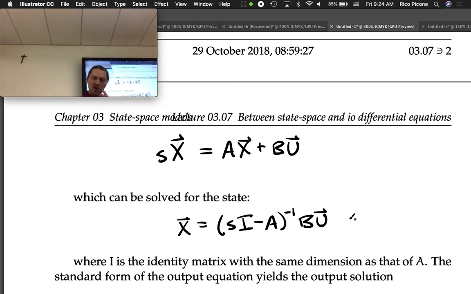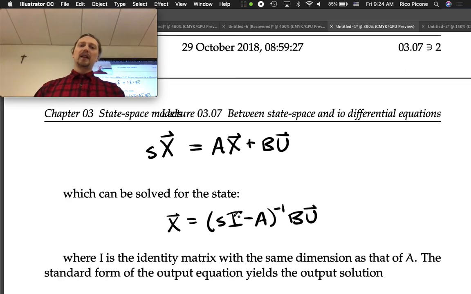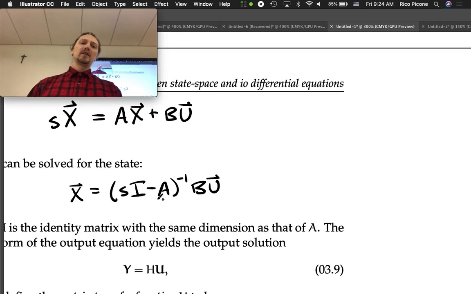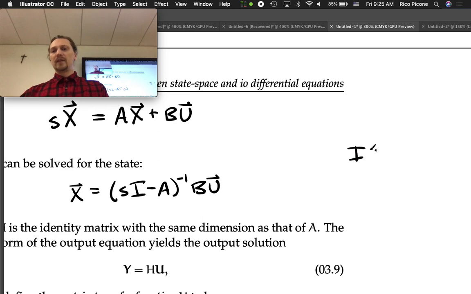S times the identity matrix is there so that we have proper dimensioning. So if the A matrix is 2 by 2, then I is a 2 by 2 identity matrix. Remember, the identity matrix is the matrix of 1s along the diagonal and 0s everywhere else.